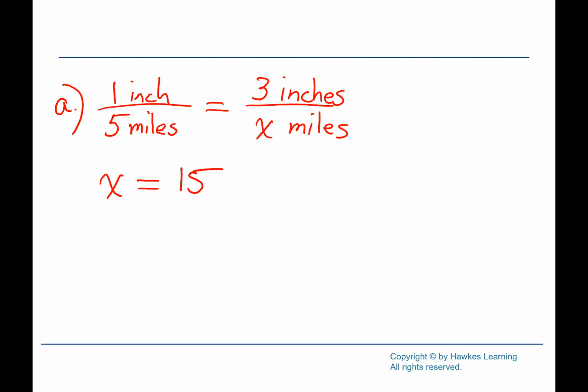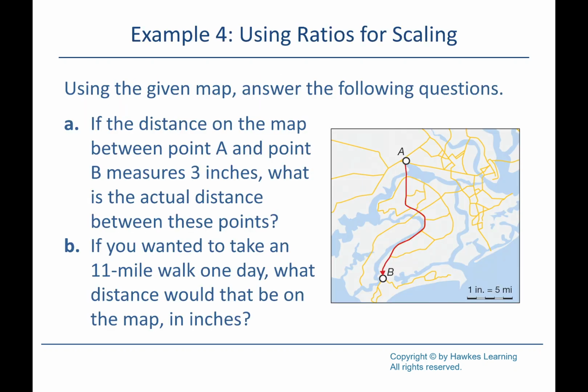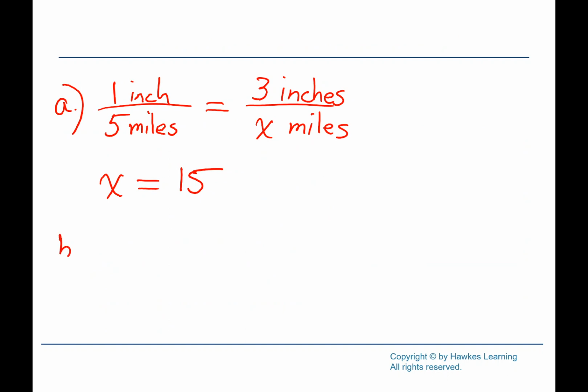All right, let's look at B. We'll get through this. B says if you wanted to take an 11-mile walk one day, what would that distance be on the map? Same idea, we're just using it the other way around. So for B, we're taking an 11-mile walk.